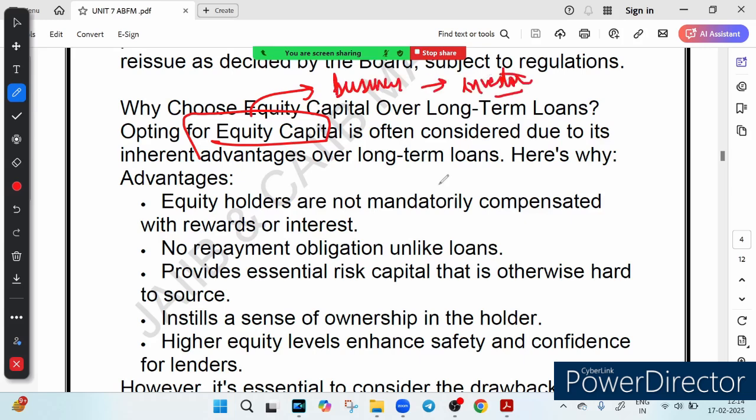And the second is called a long term loan. Long term loan means you borrow money from a bank and pay it back with interest, right? You have two choices, we know it. So why do companies often prefer equity capital? Let's find out why to choose equity over the loan.